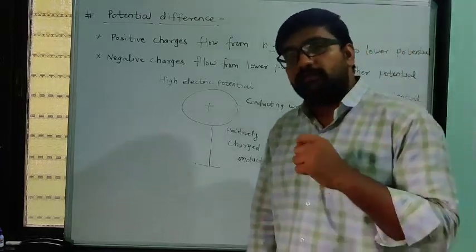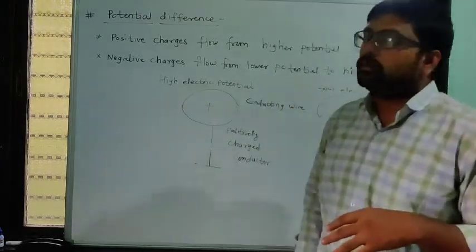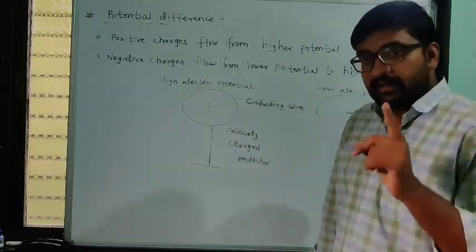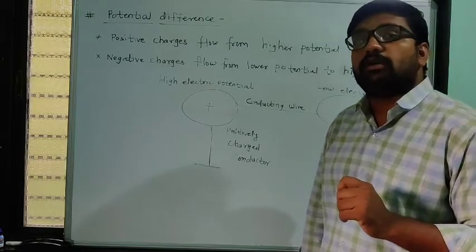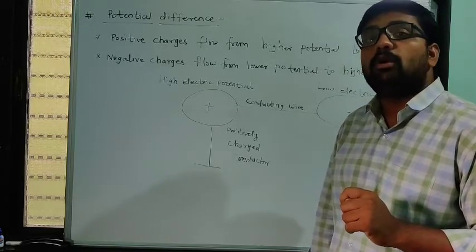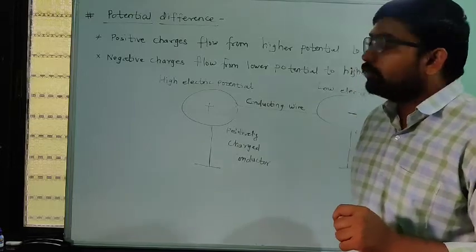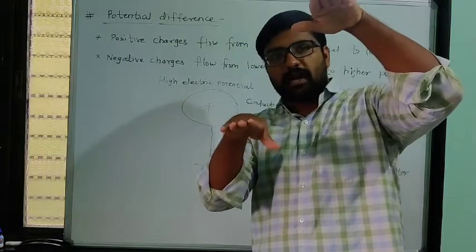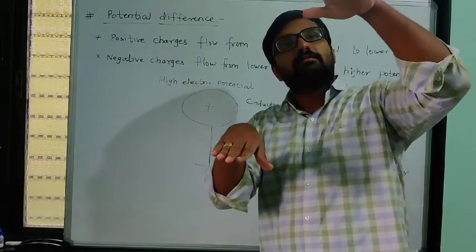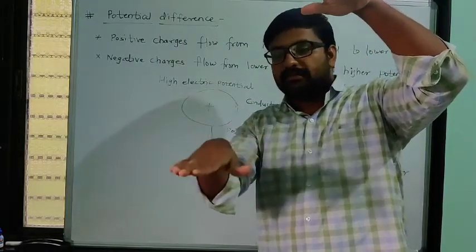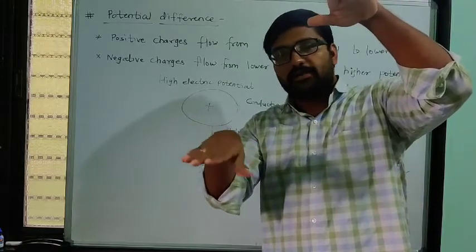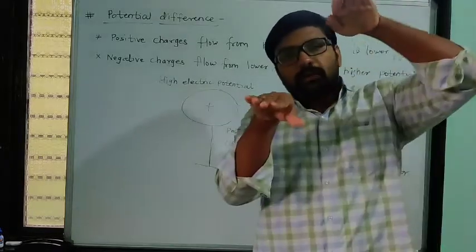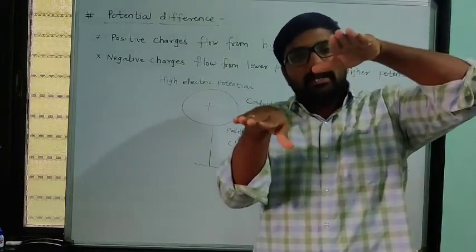What is the potential difference? That is what we have to see. We have already studied one example of a water tank present above a house. If we take two tanks, one tank is at some height h1 and the second tank is at a lower height, which we can call h2. So there is some difference in height between the two tanks.